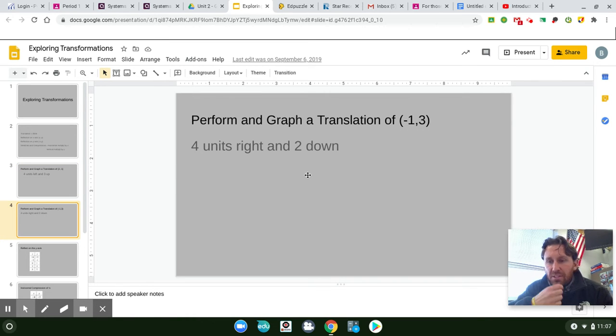So for this one, why don't you pause it and see if you can do this problem right here. Okay, 4 to the right would be 1, 2, 3, 4. So that would be 3. And 2 down would be subtract 2. So 3 comma 1 would be the answer to that one.